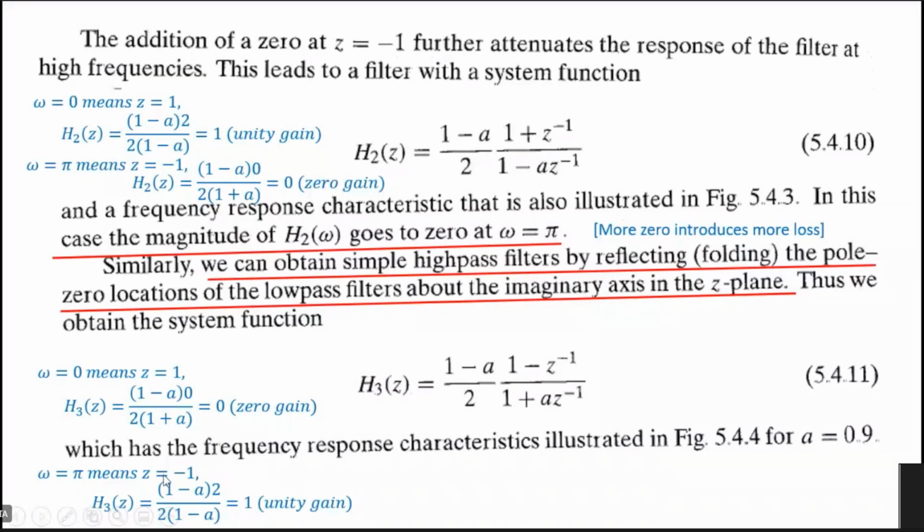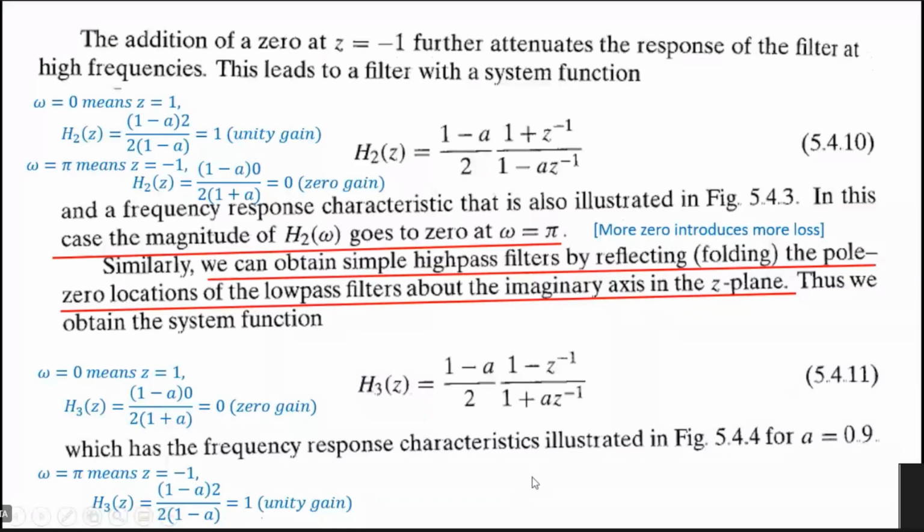Similarly, for higher frequency, at omega is equal to pi, that means z is equal to -1. So it becomes (1 minus a) into 2, divided by 2 into (1 minus a), that is unity gain. So it is high gain.